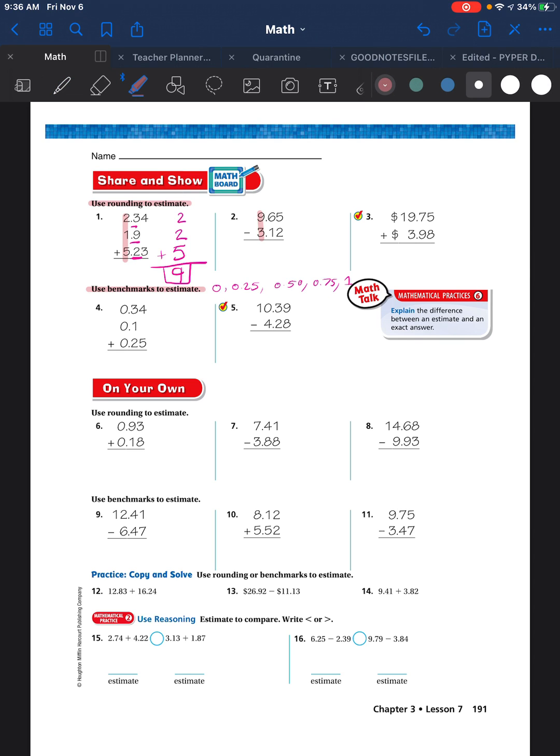Next one, I'm going to look at my whole numbers again. And then look to the right. 6 is greater than 5, so 9 is going to be 10. 1 is less than 5, so I'm going to keep it a 3. This time I'm subtracting, so 10 minus 3 is 7.